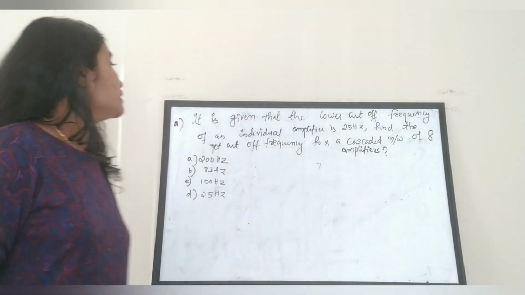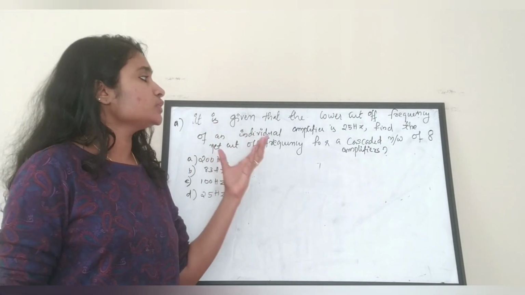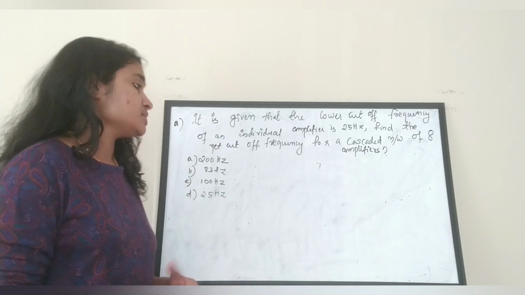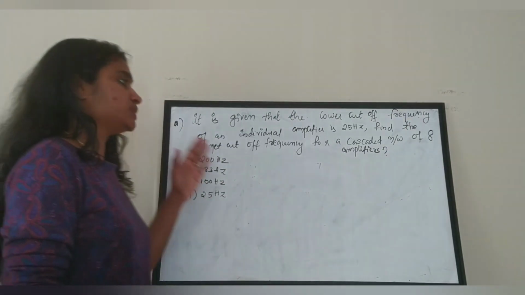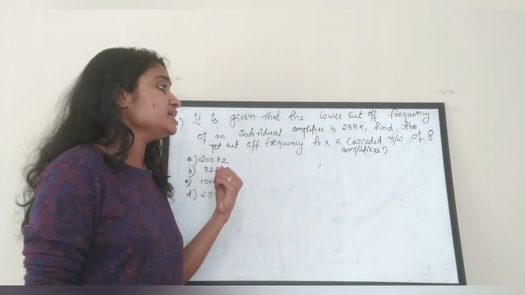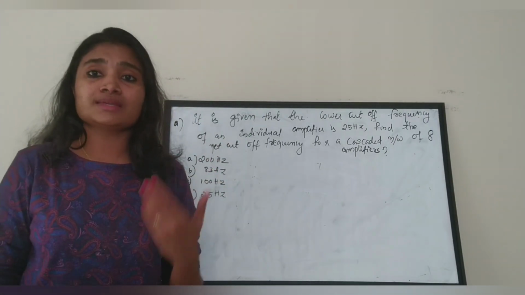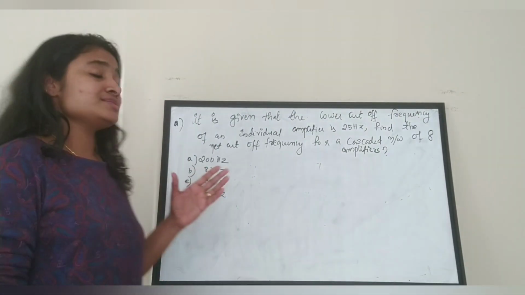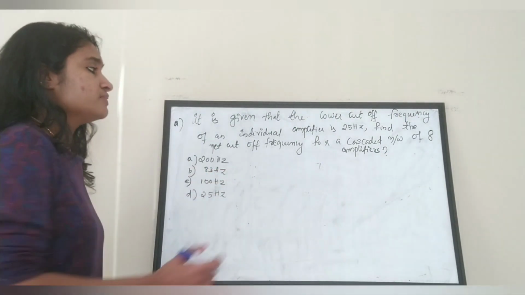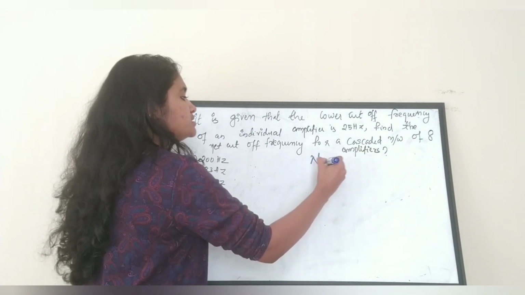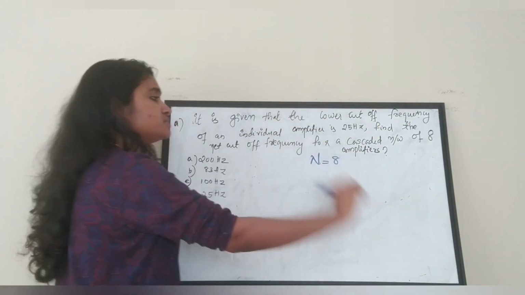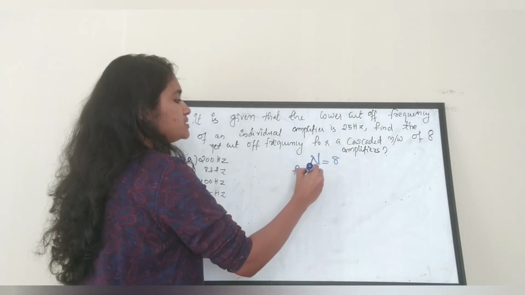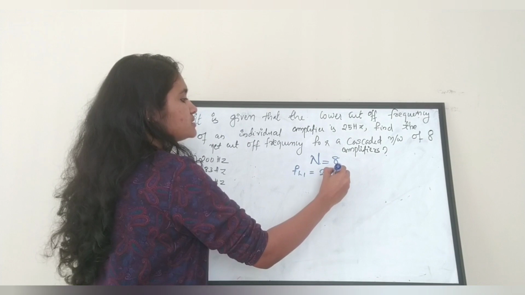Next question is, it is given that the lower cutoff frequency of an individual amplifier is 25 Hertz. Find the net cutoff frequency for a cascaded network of 8 amplifiers. So this question is also from cascaded amplifiers. Here we are going to cascade 8 amplifiers, so the value of N is 8. And it is also given that FL1 is 25 Hertz.